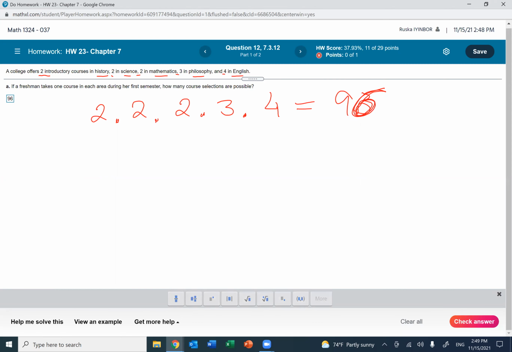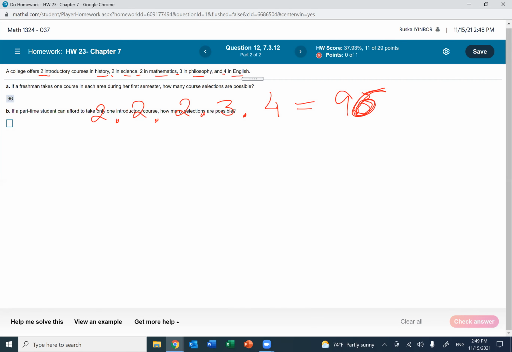96, let's check that. Okay, that's good. What else are they asking? If a part-time student can afford to take only 1 introductory course, how many selections are possible?